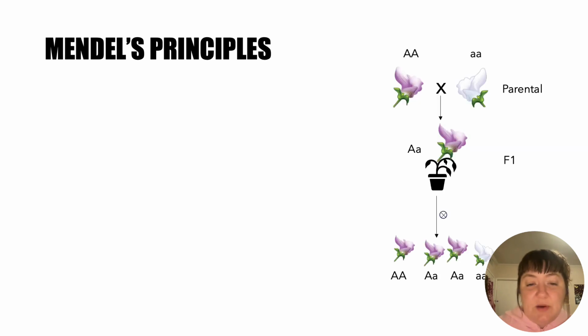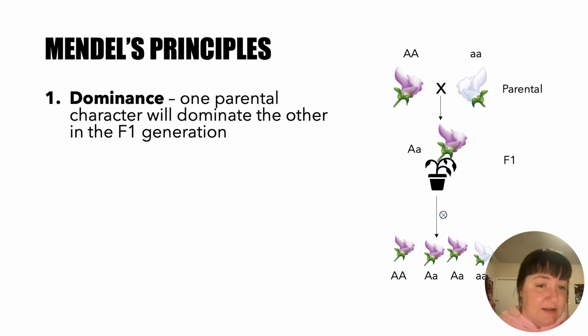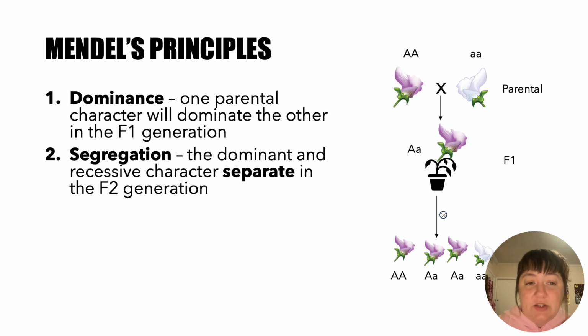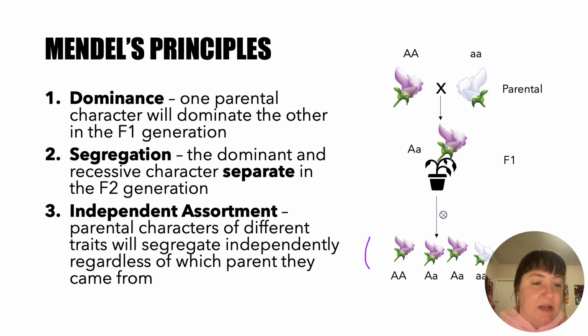And so from these experiments that Mendel did, he came up with his three principles. The first one's dominance, so one parental character will dominate the other in the F1 generation. Segregation: the dominant and recessive character separate out in the F2 generation here. And it also refers to how the two alleles segregate randomly into the gametes. And finally, independent assortment. So the parental alleles for different traits will segregate independently of each other, regardless of which parent they came from. And he figured that one out here.